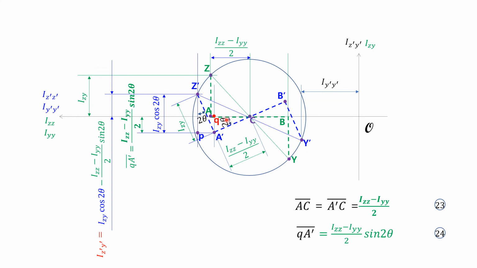Now let's calculate the length of QA prime, which is the horizontal component of A prime C. Since the green dotted line and the blue dotted line are exactly the same, the line segment AC equals A prime C, which can be expressed as the equation 23. Since the rotation angle of coordinate axis is 2 theta, the length of QA prime can be expressed as the equation 24.